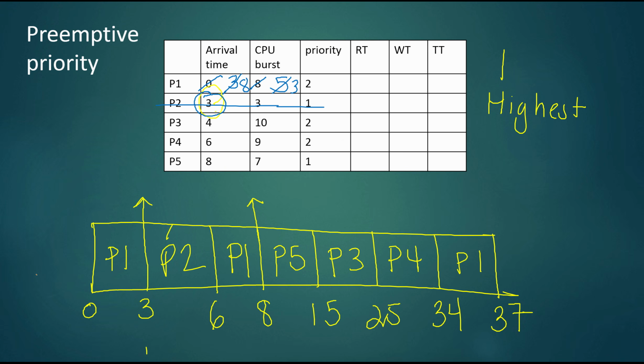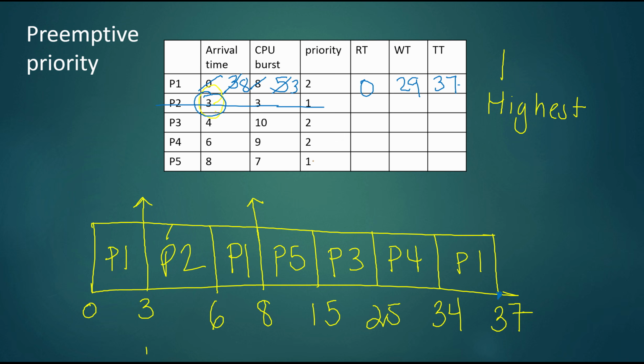So let's calculate the response time and wait time and turnaround time. So P1 arrived at time 0 and first got on the CPU at time 0, so P1's response time is 0. However, P1 completed all of its execution at time 37, so P1's turnaround time is 37. Now, of those 37 time units that P1 was active in the system, only 8 of those time units P1 was actually on the CPU, so P1 actually spent 29 time units waiting. It didn't wait in the beginning because it was the only one there, but it did end up spending 29 time units in the ready queue waiting for the CPU.